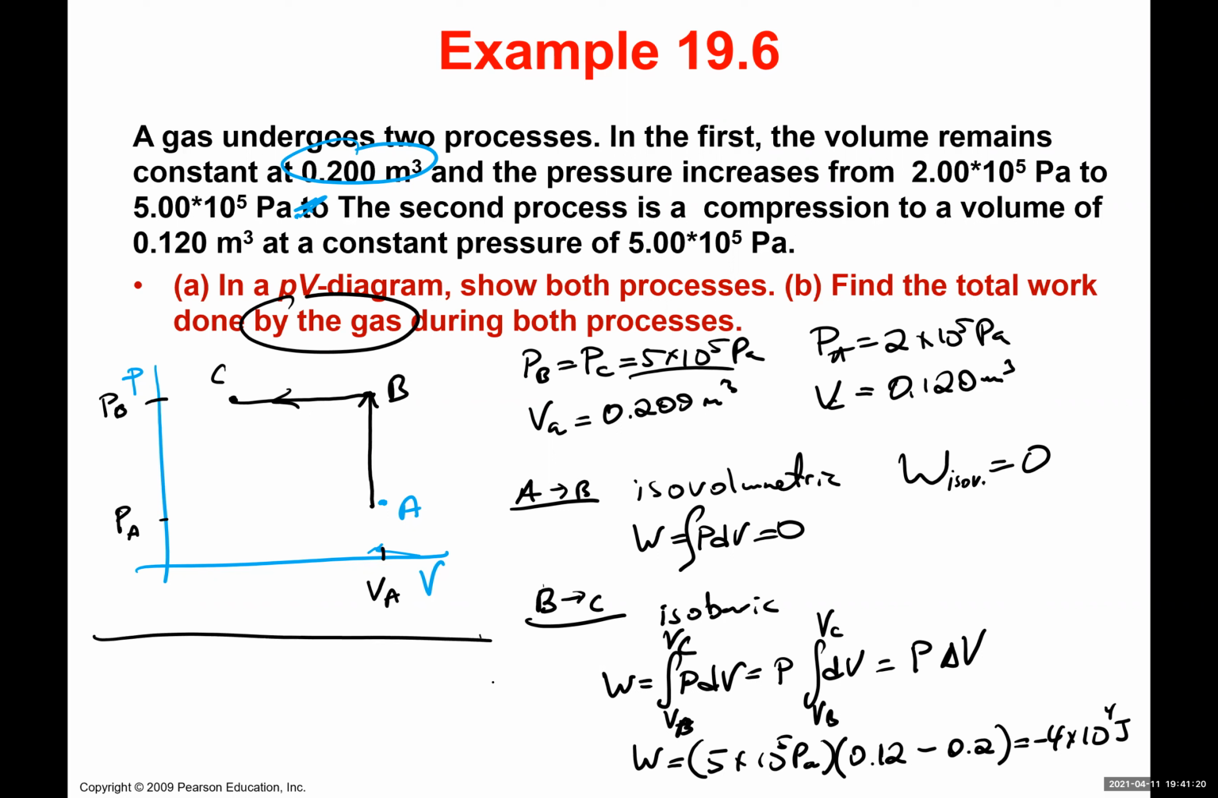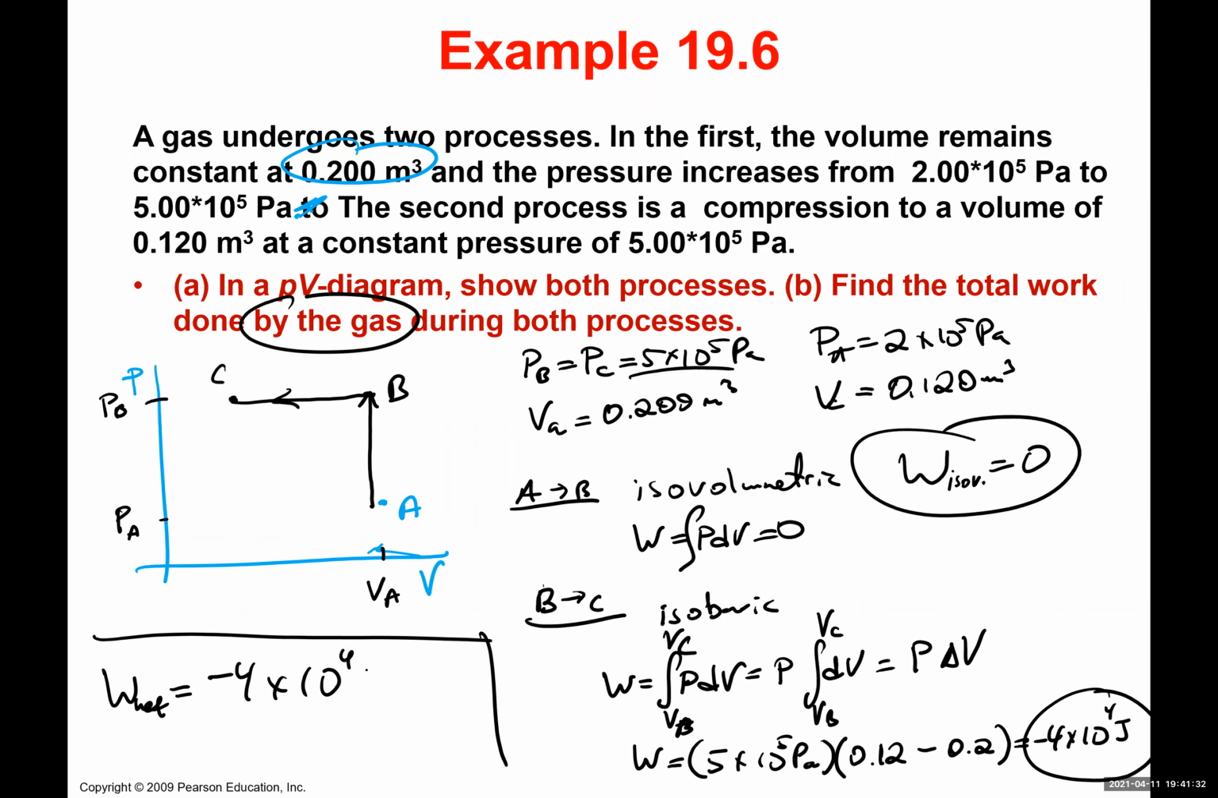So then if I look at the total work done, the net, this is 0. This is negative 4 times 10 to the 4. That means it's negative 4 times 10 to the 4 joules. That's my total work done by the gas. Again, why is it negative? Because when the gas does work but there's a compression, it's negative. That means for the compression, work done by the gas is negative. For the compression, work done on the gas will be then positive.